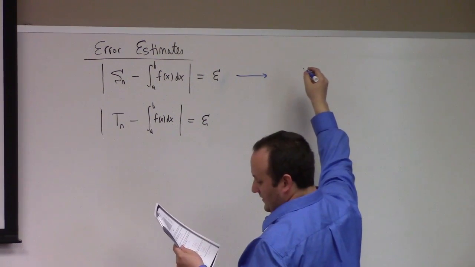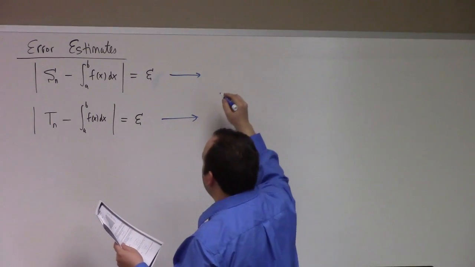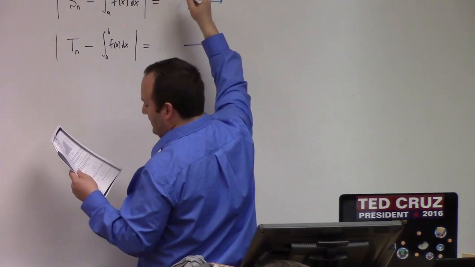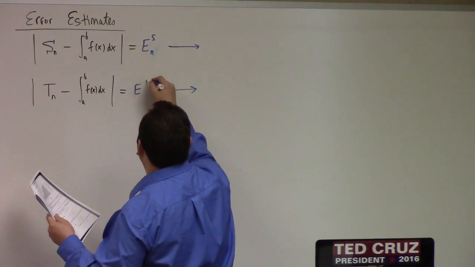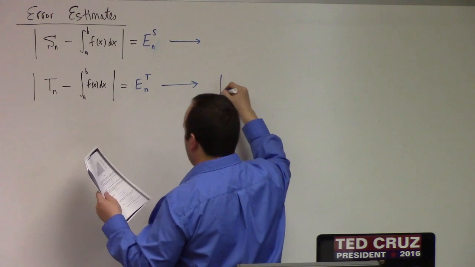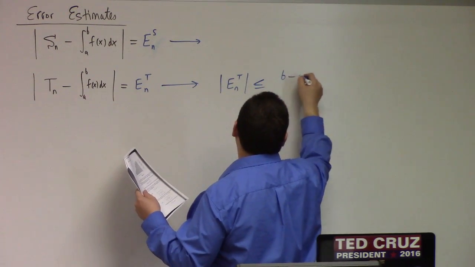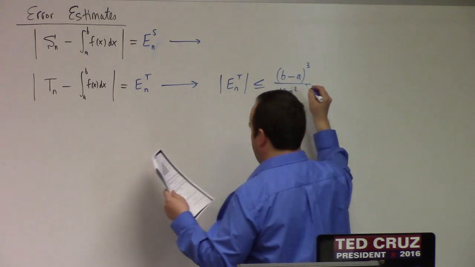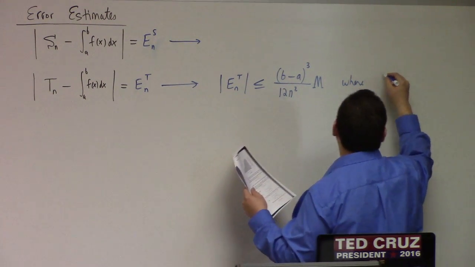So anyway, here's the rule. The trapezoid rule. Oh, well, he has special notation for these. Generically, I would call it epsilon, but he calls this the error in Simpson's rule of order n. This is the error in the trapezoid rule of order n. And here's the theorem. You can bound the error in the trapezoid rule of order n. The epsilon value of that is less than or equal to b minus a cubed divided by 12n squared times m, where m is a bound on the second derivative.